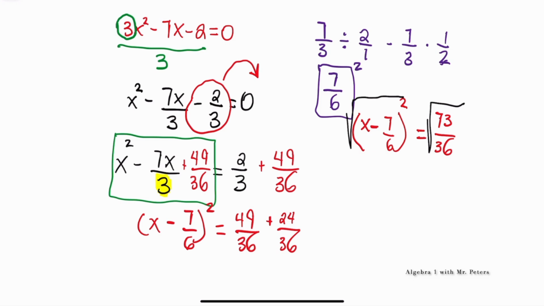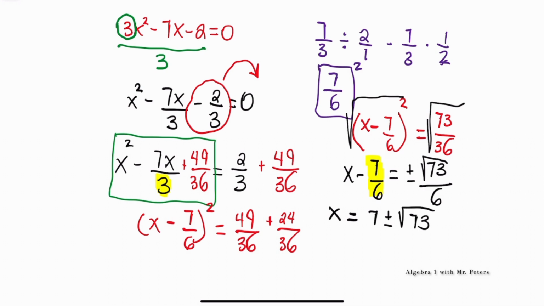So we're going to take the square root of both sides. We're left with x minus 7 over 6 is equal to plus or minus radical 73 over 6. So what I did this time was skip that step where we separate the radicals, and I went straight to just simplifying. So my last step now, family, to get this x by itself is just to add 7 over 6. And when I do that, my final answer will be x is equal to 7 plus or minus radical 73 all over 6.